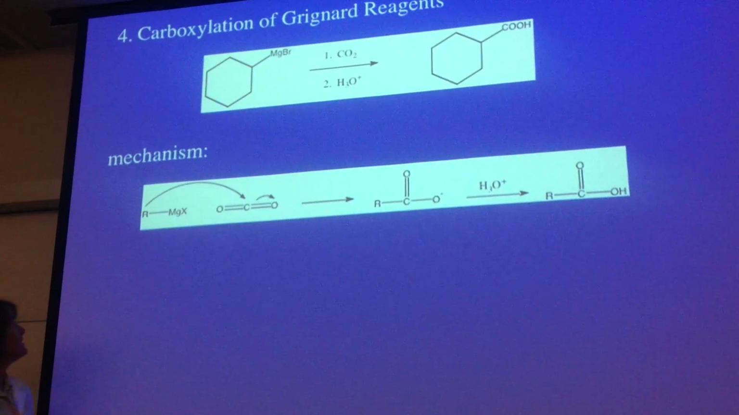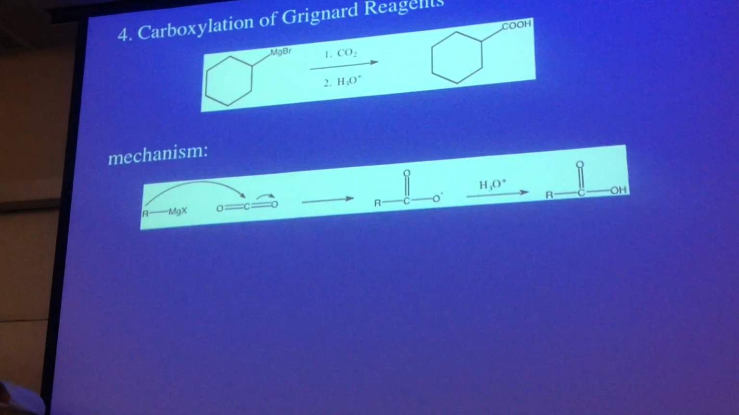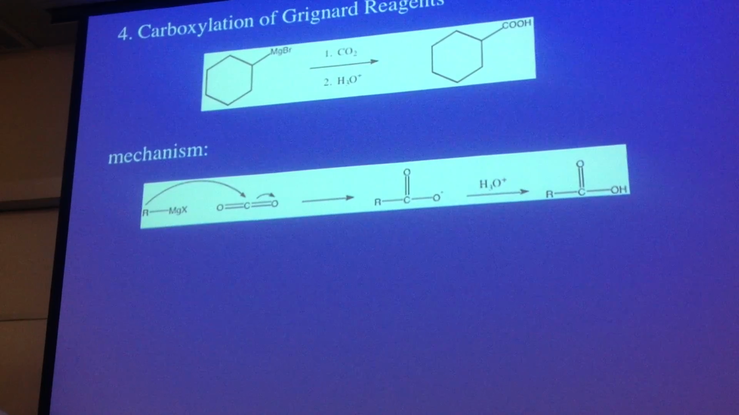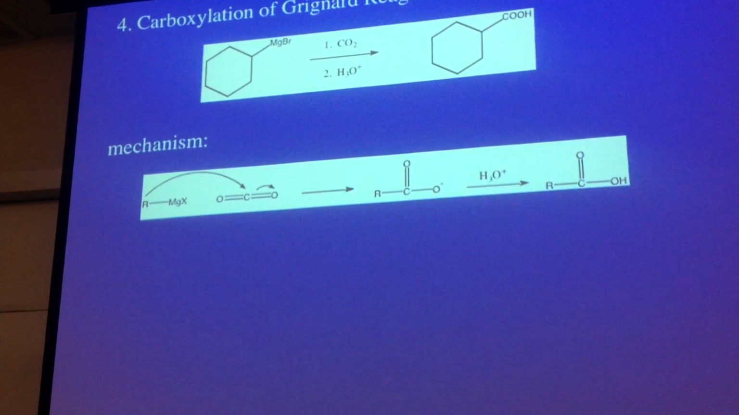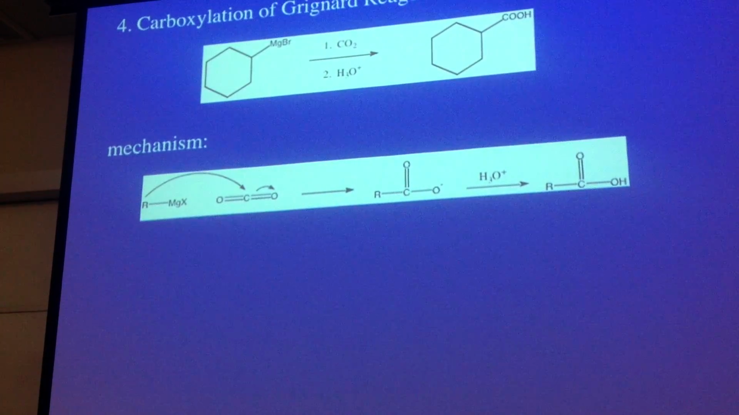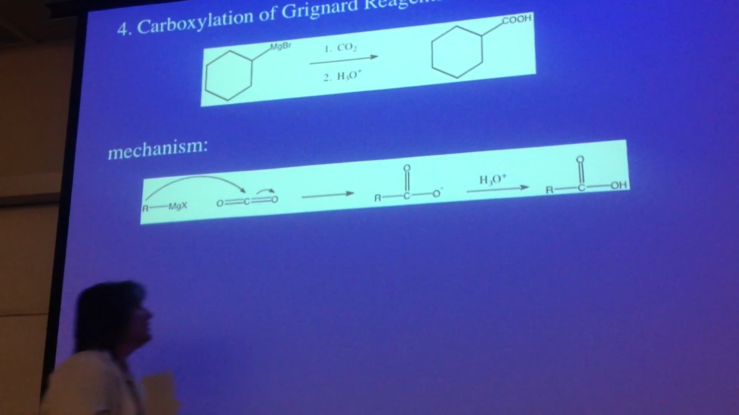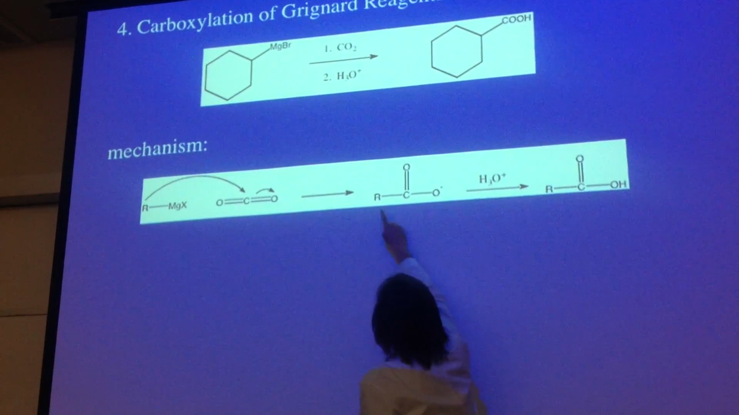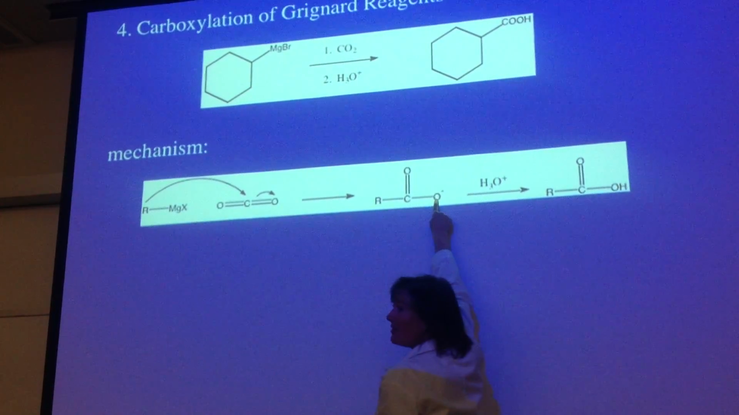So what's going on with this? Your Grignard attacks the carbon of the carbonyl, just like if it attacked a ketone or an aldehyde. Electrons get pushed out onto the oxygen. Same exact thing we did. So you end up with the carbon attached to what was the carbonyl, and there's your O minus.